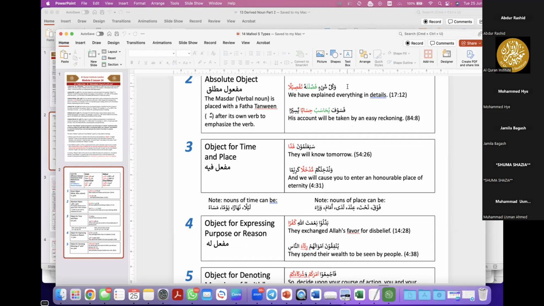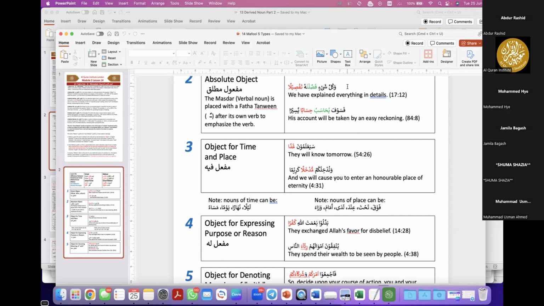So it means we have explained everything in good detail. Fassalna, we explained, is the verb, and then tafsilan is the maf'ul of it, because the fa, sad and lam are found, which are the fa, ain and lam kalima of the verb, in the maf'ul. MashaAllah, very good. Second one, please.